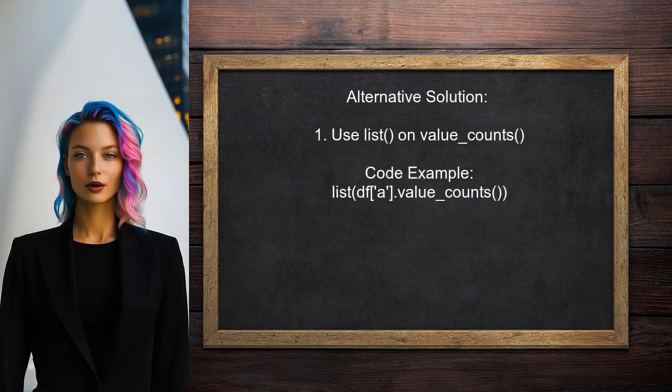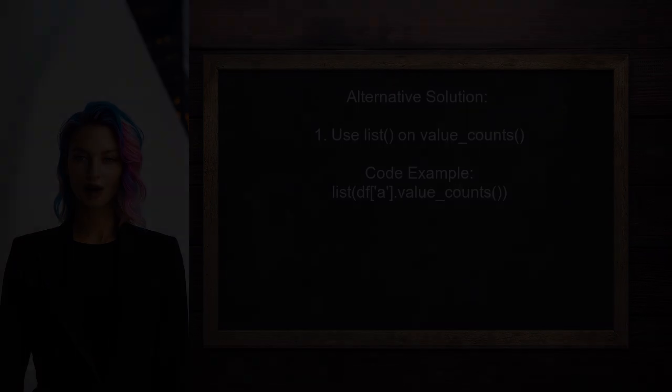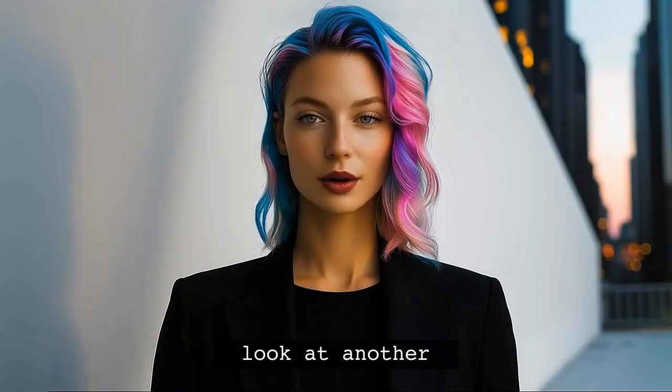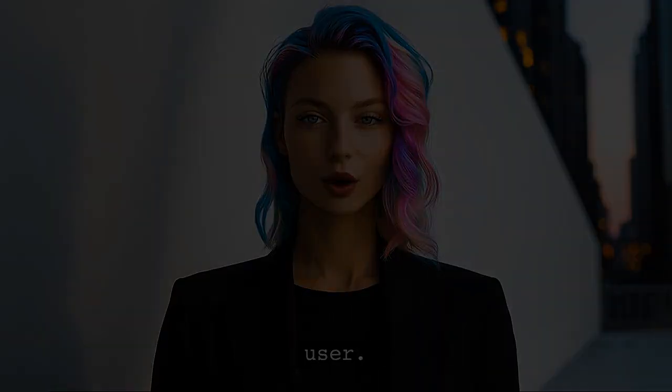An alternative solution provided by another user suggests a very simple approach. They recommend using the list function directly on the value counts of your data frame. This way, you can easily get both the group names and their corresponding counts as a list. Let's take a look at another answer from another user.